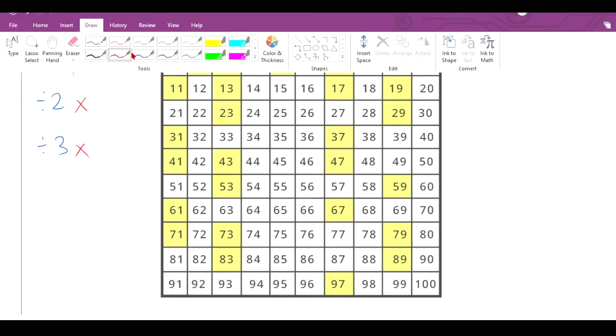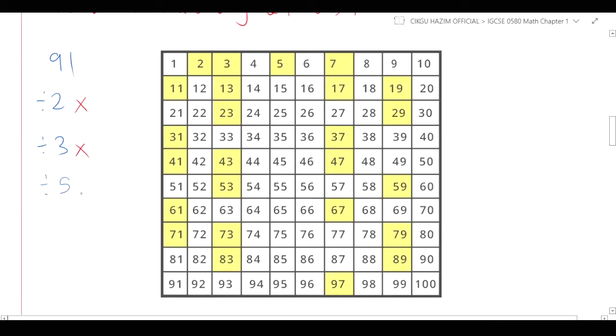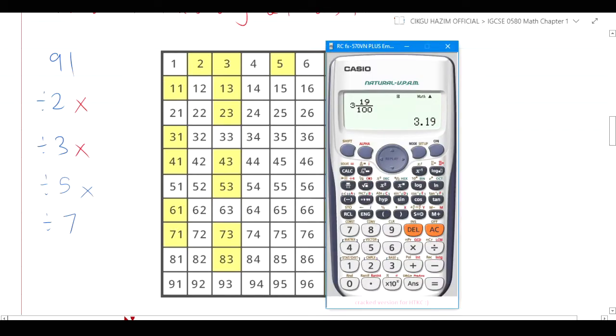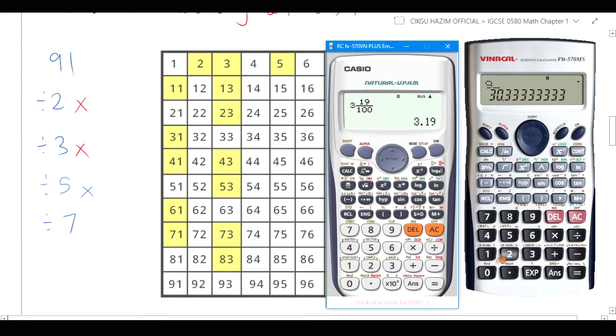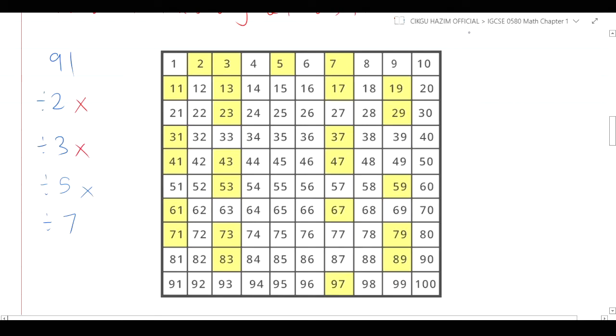How about divided by 5? Obviously cannot. Divided by 7, try it. 91 divided by 7. What will appear? 13. So 91 divided by 7, yes, you can divide it. Then if yes, that means straight away 91 is not a prime number.